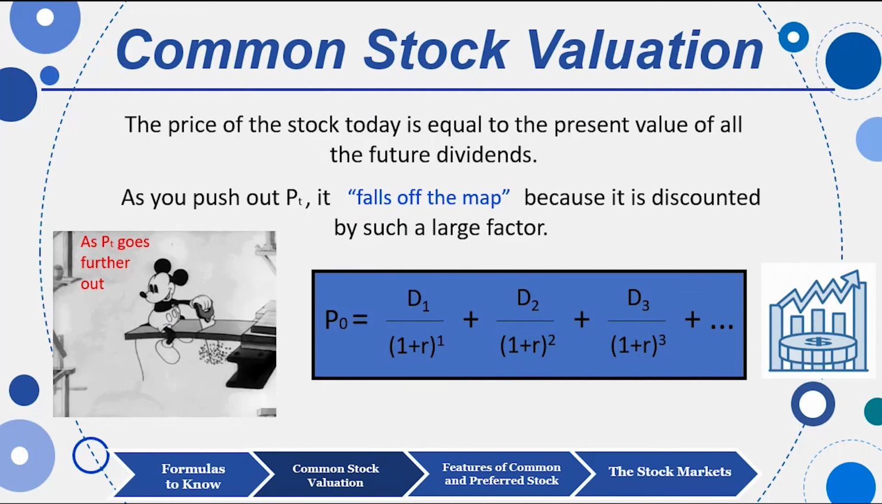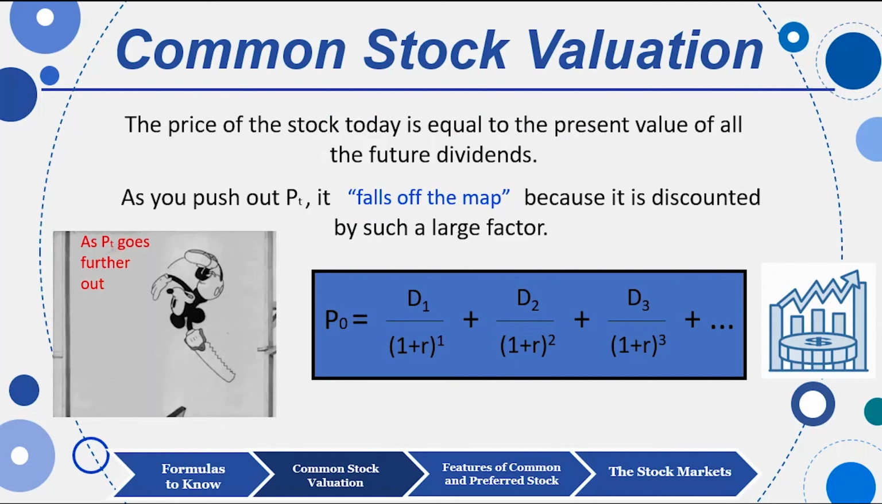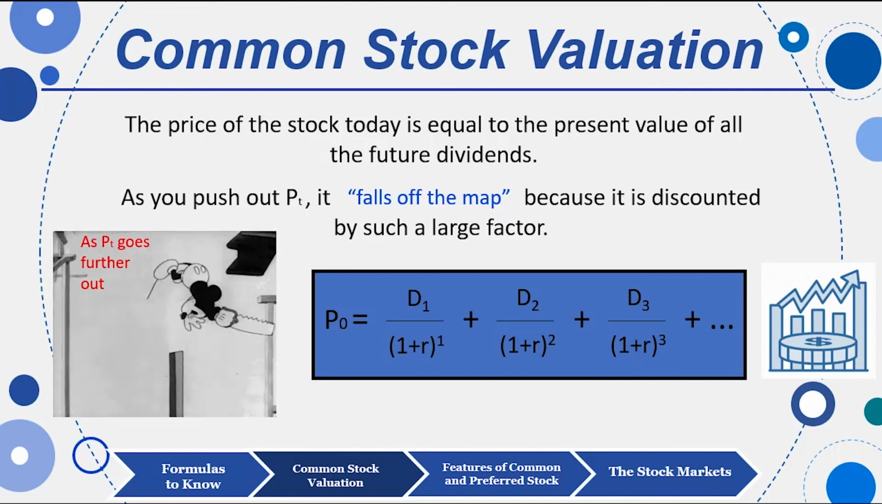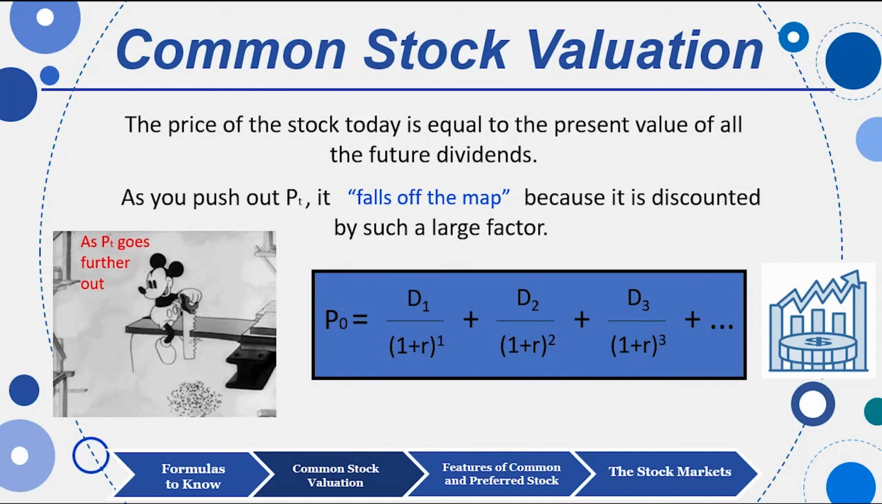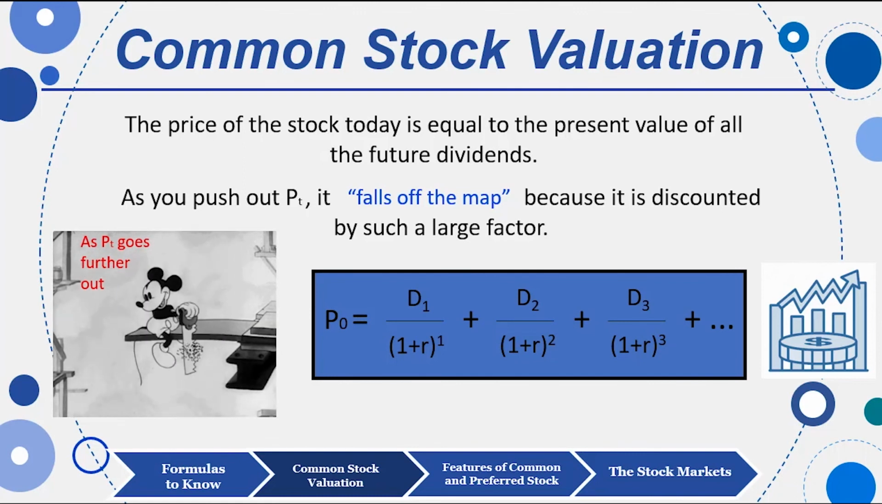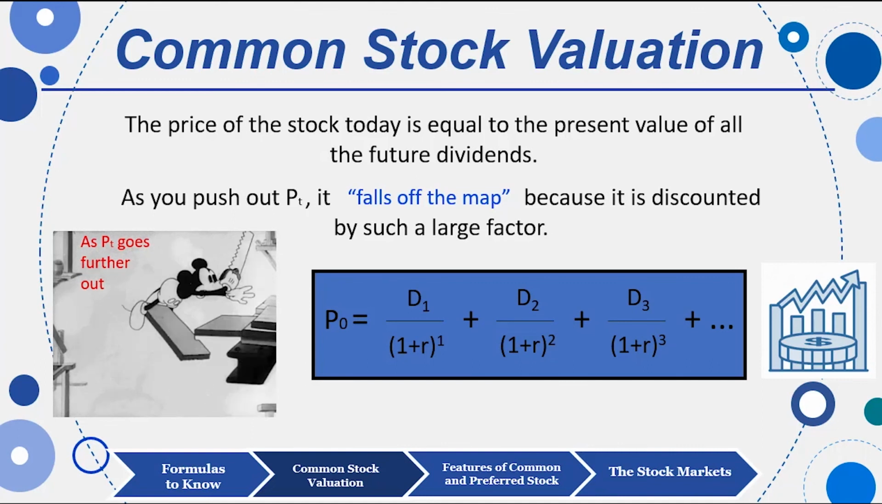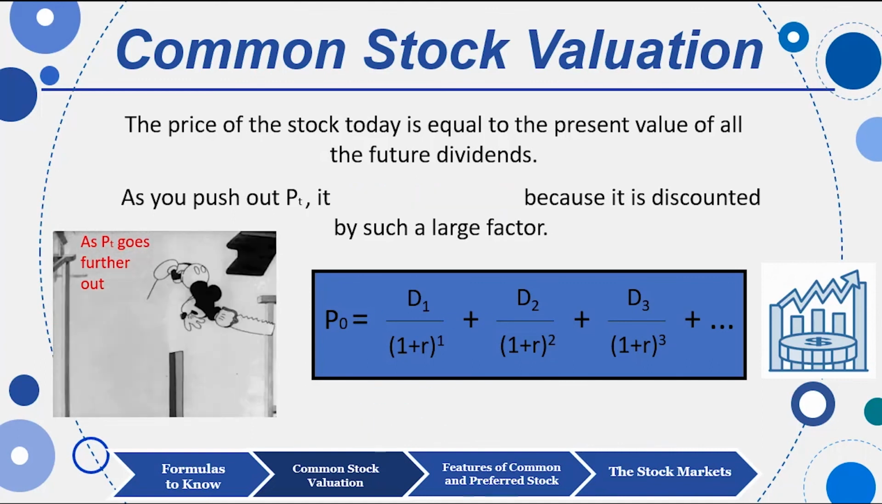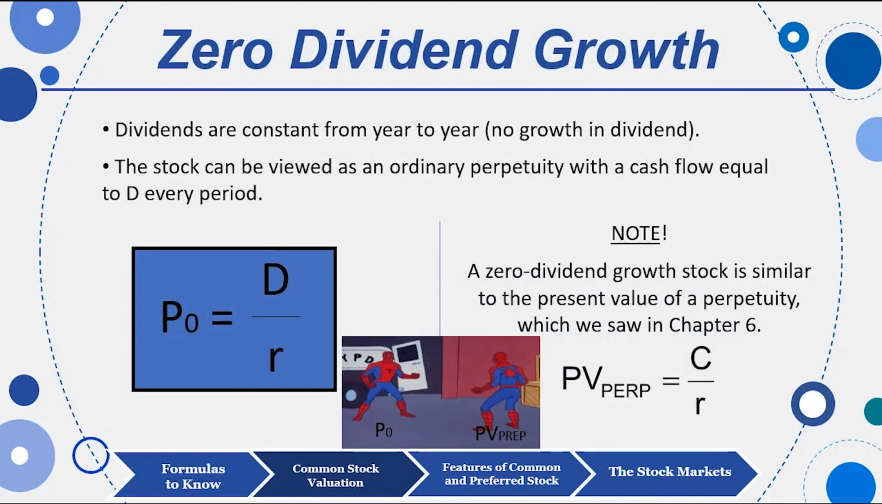Price of the stock today is equal to the present value of all future dividends. So I have to look at D1, D2, D3, D4, DT, and bring that all back to today. And then also P sub T, but that P sub T falls off the end of the equation because it's just so far out. As you push P sub T plus one out, it just falls off because it's discounted by such a large factor.